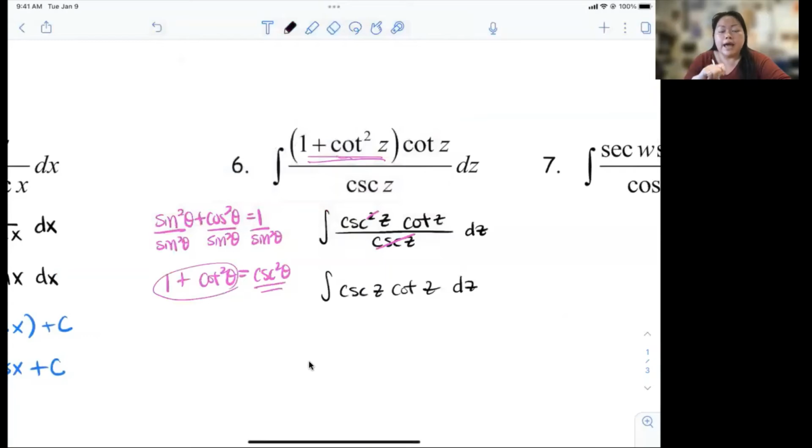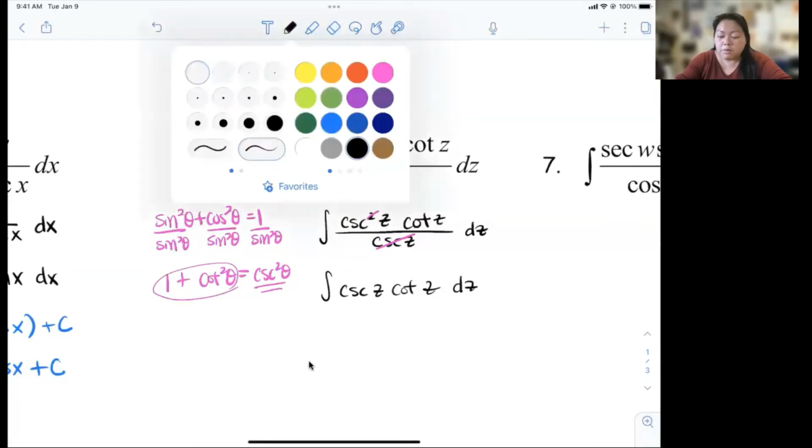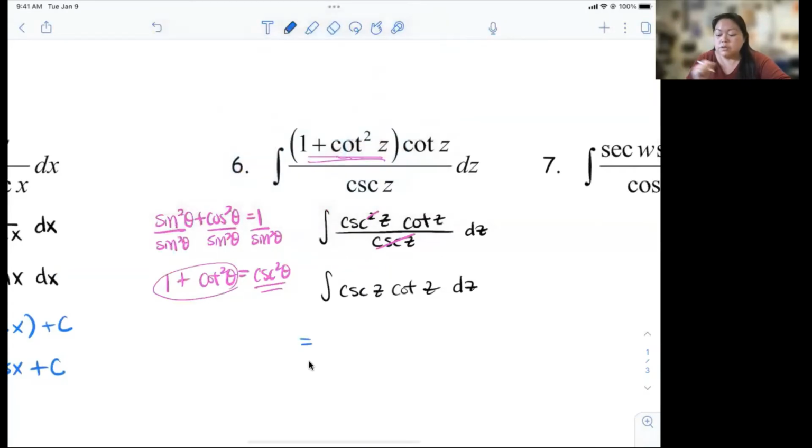If you look at your chart above, this is already one of the rules. The integral of cosecant z cotangent z is negative cosecant z. And then don't forget your plus C. Your equation is now much easier. Okay.